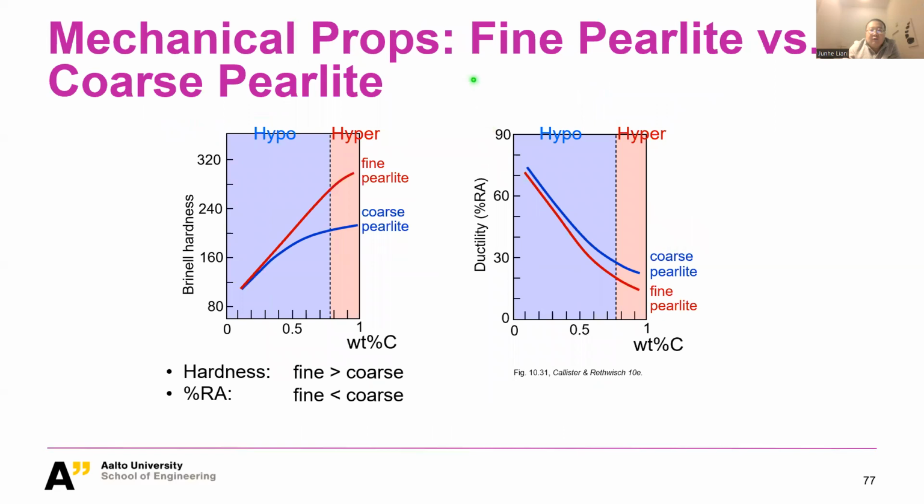So next, I would like to show you a comparison between fine perlite versus coarse perlite. Actually, this is something you have learned several times already. When we have a given composition, and you have a fine microstructure, a perlite structure plus ferrite, you're having a higher Quinol hardness than a coarse perlite. And once again, the ductility is going inversely with the increase of strength.